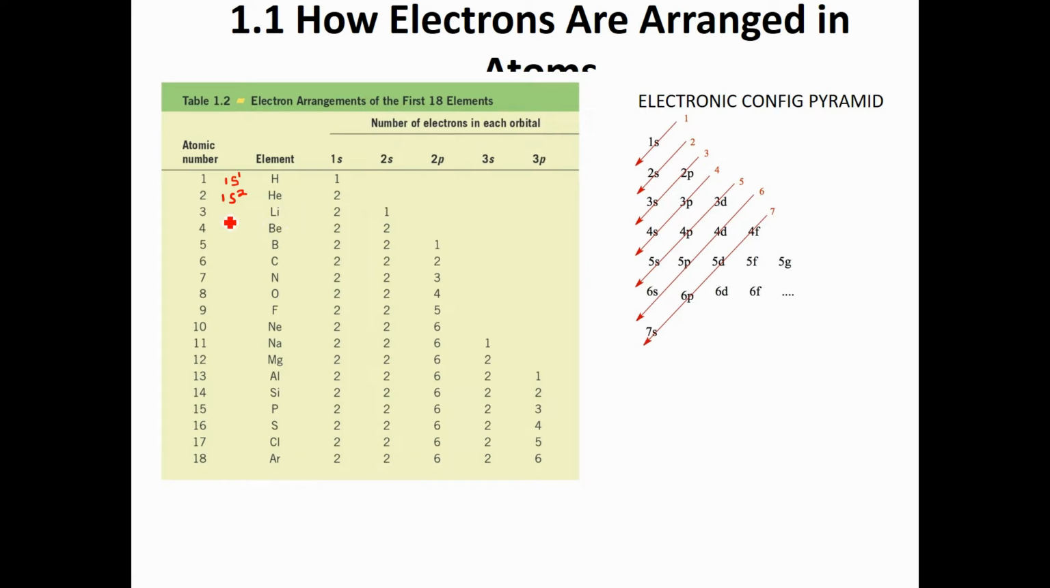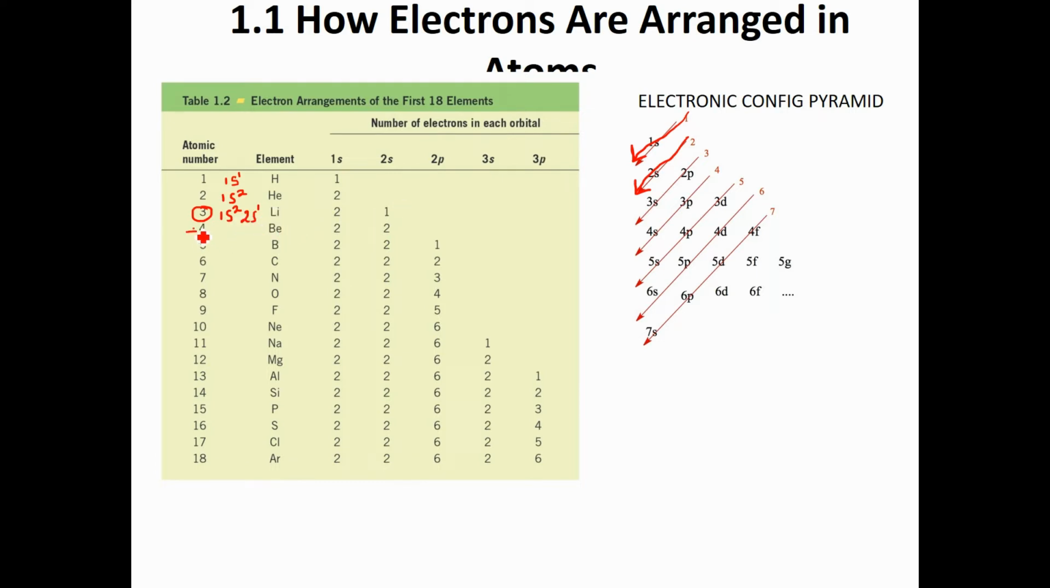Lithium has atomic number 3, so it will be 1s2. The s orbital is filled because it takes a maximum of 2 electrons. When 1s is filled up, we go to 2s. So we go with 2s and give it the extra 1 because we have to account for the 3 electrons in the atomic number. So the electronic configuration of lithium is 1s2, 2s1.